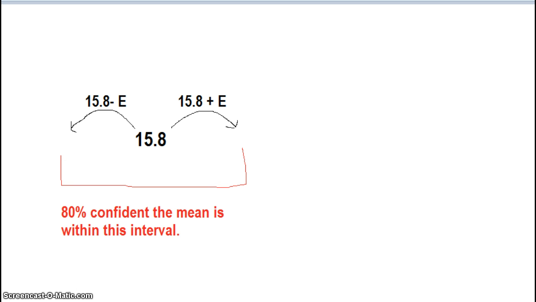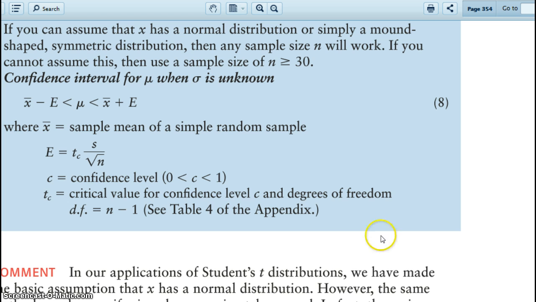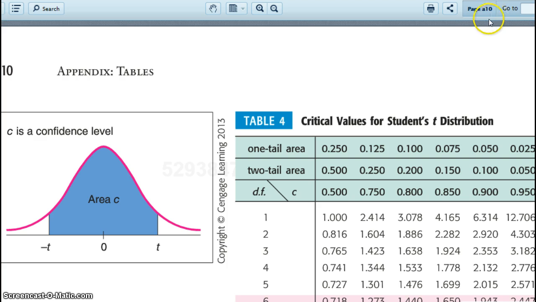And to do that, we use the steps from page 354 now, where to figure out that error of estimation, we just need to know this formula. Now we already figured out the sample standard deviation. You do that in part A. N is the number of sample data that we have, which we had 10, so the square root of 10. And now we need this critical value, and we use table 4 of the appendix. And that's on page A10. It's at the very back of the book. So on page A10.